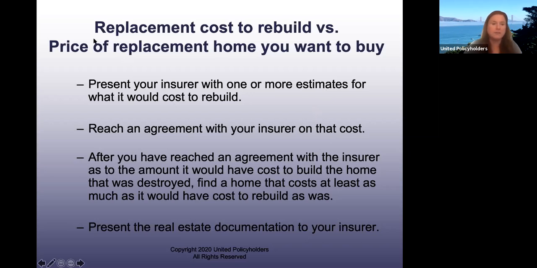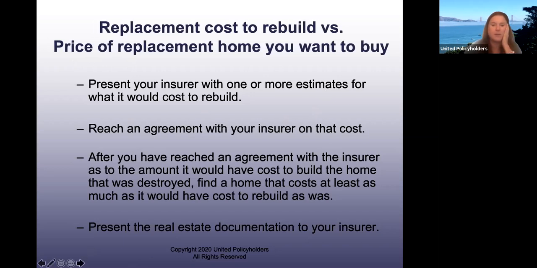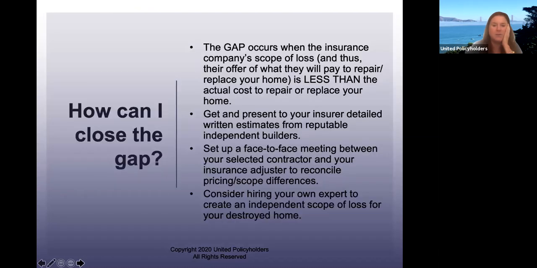Okay, so let's get back to the program here for a minute. I really appreciate you guys asking your questions. Okay, so we talked about this. I don't know why I have 2 slides on that. Okay, so closing the gap. This is it, okay? This is what we've already talked about. The gap is between the insurance company and the contract, the actual cost. This is what we did.